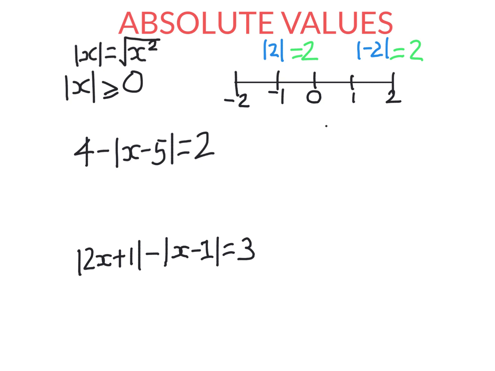So first thing I want to do is get the absolute value function by itself. So I'm going to undo this plus 4, this positive 4, by subtracting 4. What you do to one side, you must do to the other. So I'm left with minus absolute value of x minus 5 is 2 minus 4. Now I can change the sign of the left-hand side of the equation as long as I do the same to the right-hand side. You can do whatever you want to one side of the equation as long as you do the same to the other. So I've got absolute value of x minus 5 is equal to positive 2.